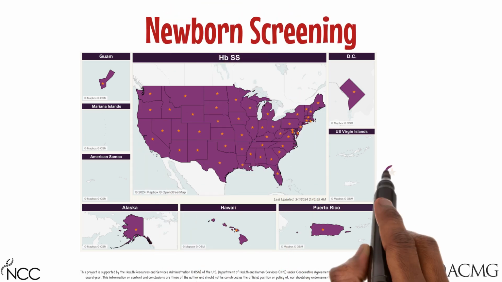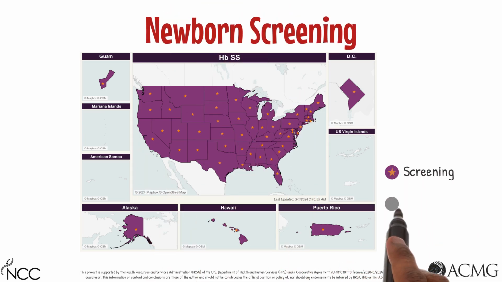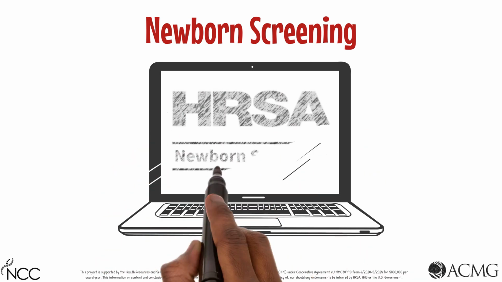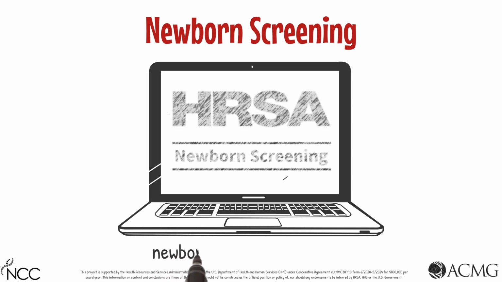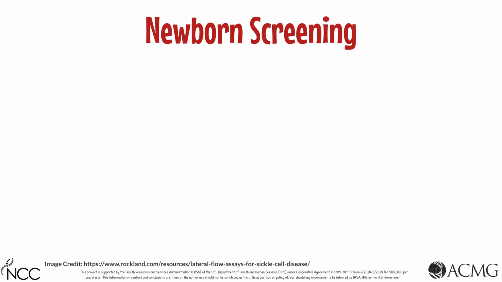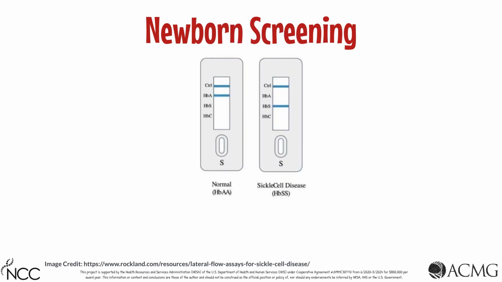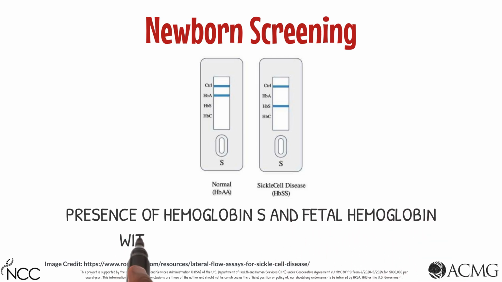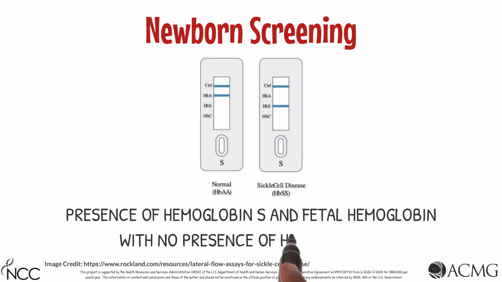All states in the United States provide newborn screening for sickle cell disease. A good resource for checking a state's newborn screening panel is the newbornscreening.hrsa.gov website. Screening for sickle cell disease is performed by examining different levels of hemoglobin molecules. Babies with the hemoglobin SS form of sickle cell disease typically have hemoglobin S and hemoglobin F, or fetal hemoglobin, and no presence of adult hemoglobin A.